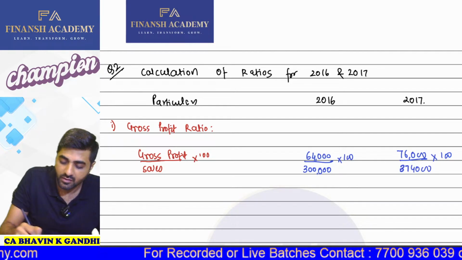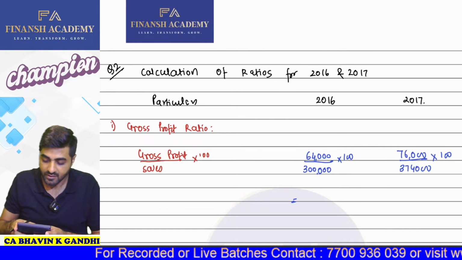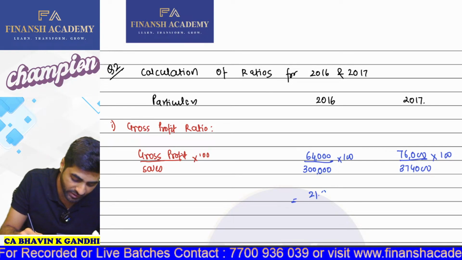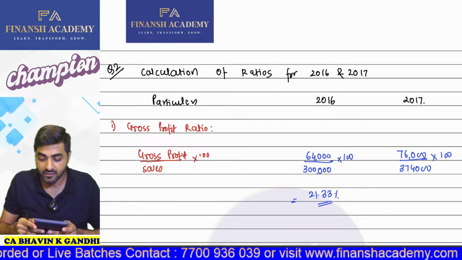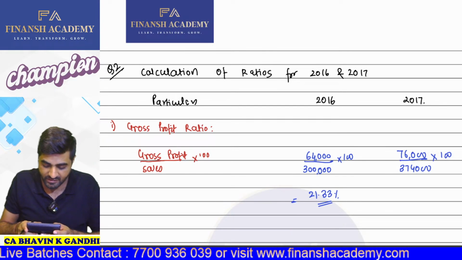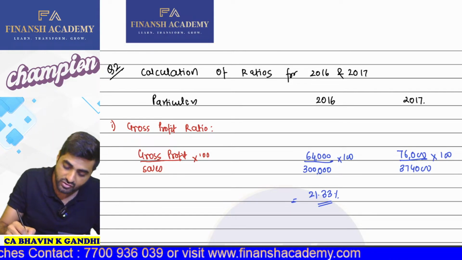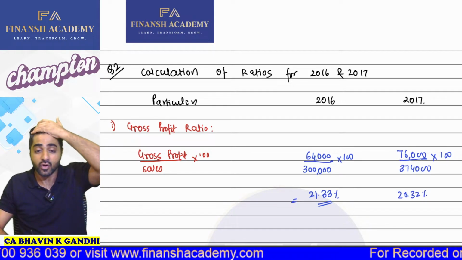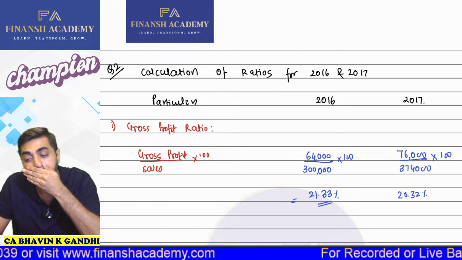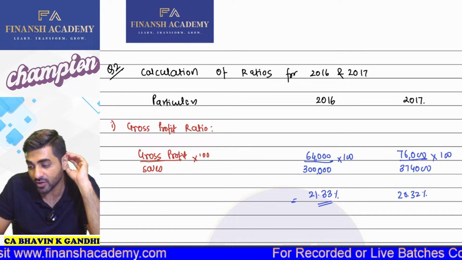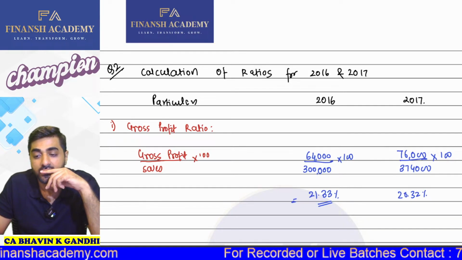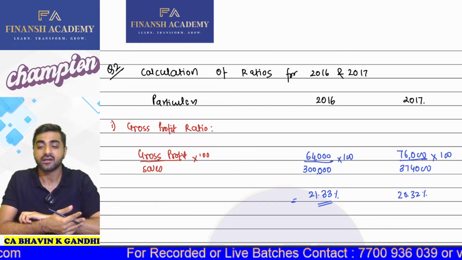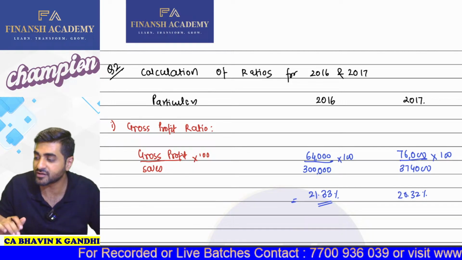So based on this, 64,000 divided by 3 lakhs into 100. So this will now be 21.33%. And then this is 76,000 divided by 3,74,000 into 100. So this is 20.32%. So these are your two gross profit ratios, 21.33% and 20.32%. Okay. First ratio, I hope you all have completed. This is coming as 21.33% and 20.32%.